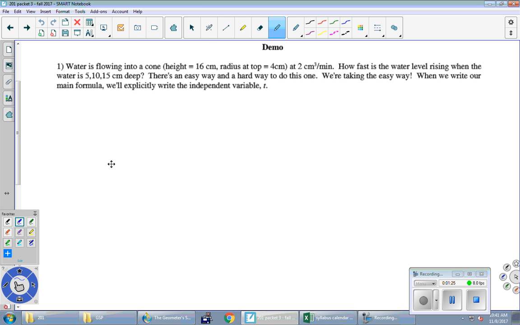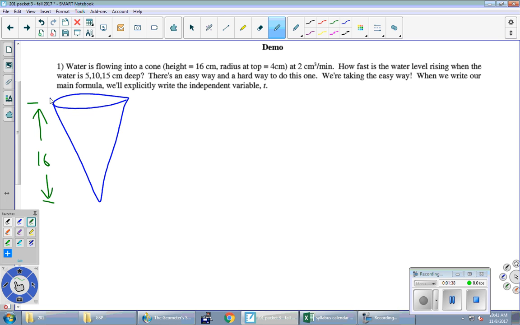So let's draw a picture here. So we're going to get our cone. And we're going to go ahead and mark the dimensions here. So it said the height was 16, that's all together. And then the radius at the top is 4. So here to here. And then we're going to put some water in this thing. So I'm going to say the sort of generic water level is there. You just put it someplace in the middle.